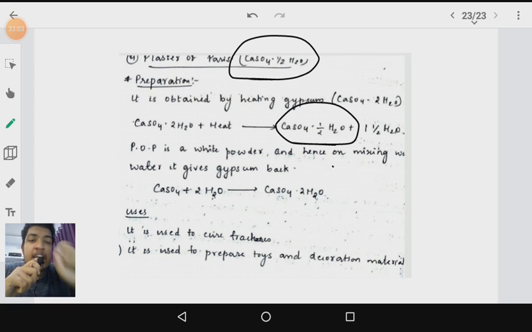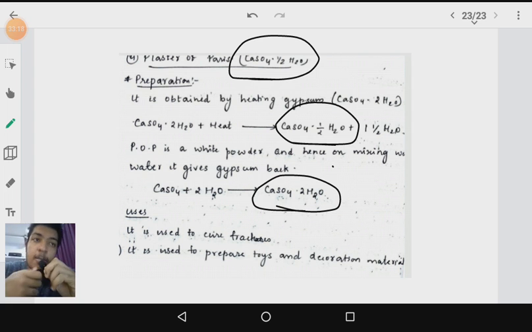CaSO4.1/2H2O. Now this plaster of Paris is a white powder, and hence when it is mixed with water, it will again form gypsum back. So it is used for curing fractures, and also it is used for the preparation of toys as well as decoration material. Now here you can see some molecules of water which are associated with the formula.